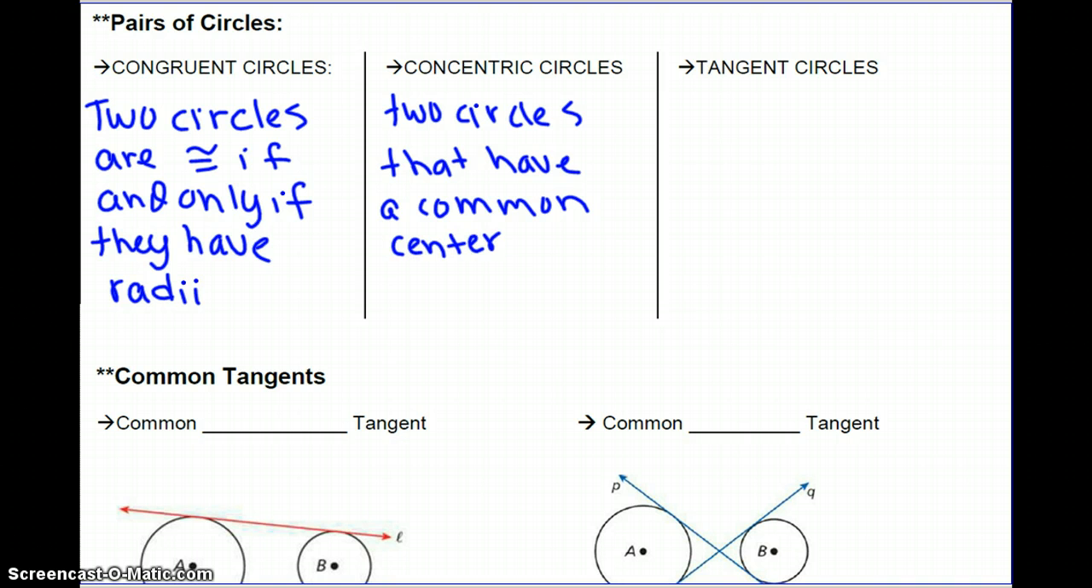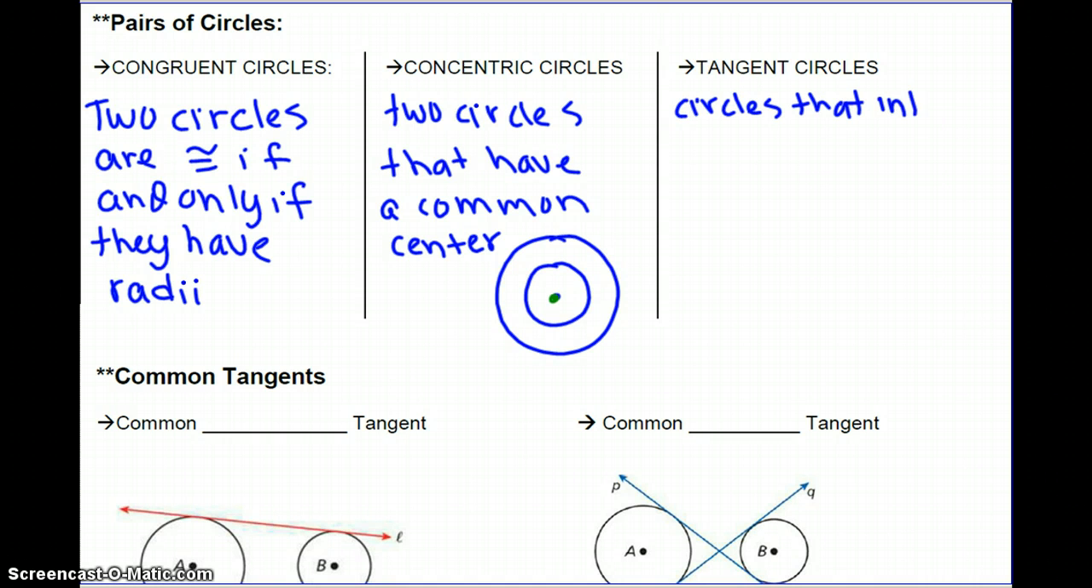So it almost is going to look like a dartboard. So here's the common center, which I'll do in green, that they both share. And both of those circles are concentric. And finally, I have tangent circles. Tangent circles are circles that intersect at exactly one point.